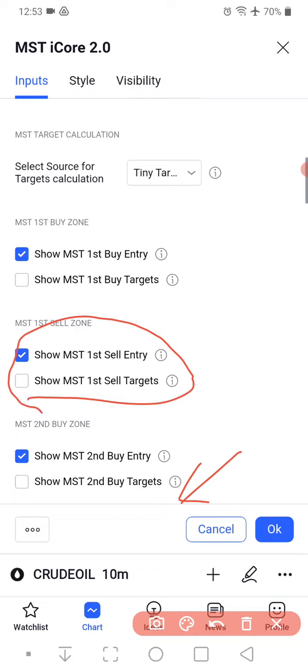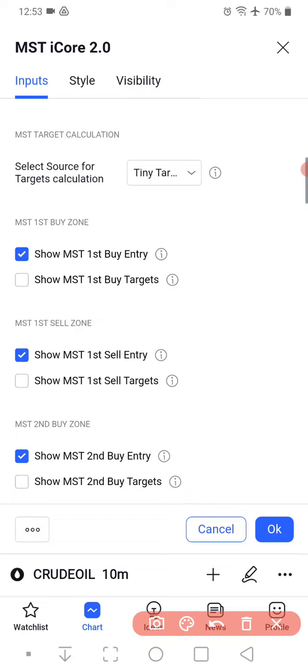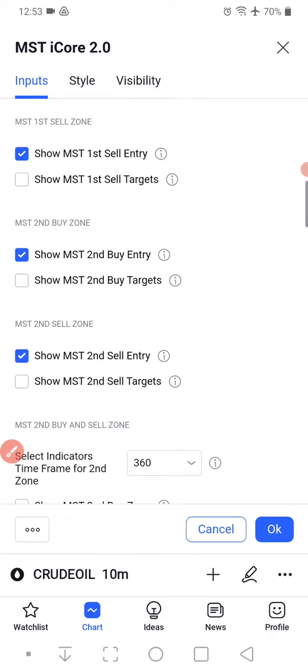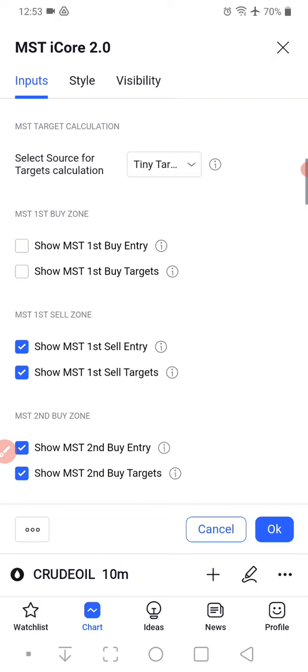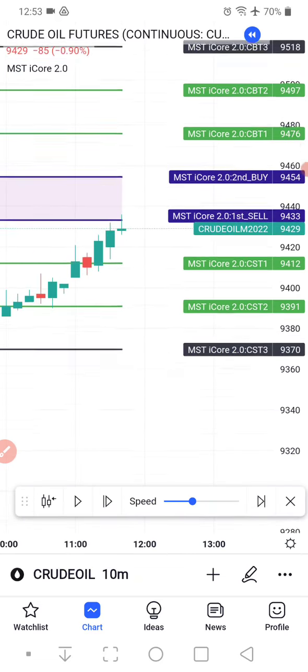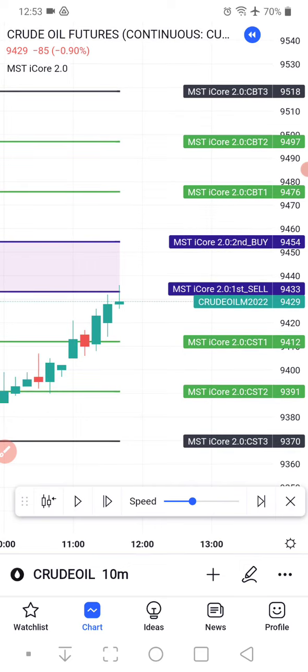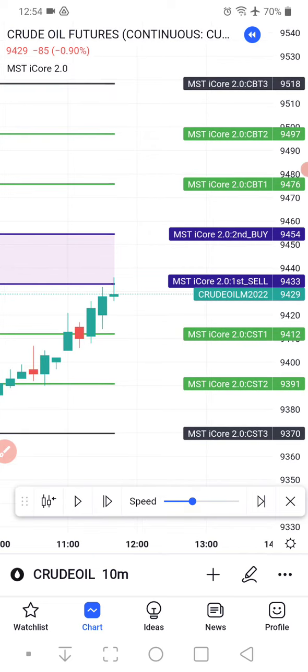Now which side got activated? Sell only got activated. So now we have to enable first sell targets and second buy targets. Why second buy targets? Because I don't know whether I will get the target or not for sure, right? I am following the indicator blindly. So my stop loss would be 9454. If SL hits, I will buy at 9454 for the target of 9476. That's all. Since sell activated, I am waiting for the target of 9412. So now I am running the market.